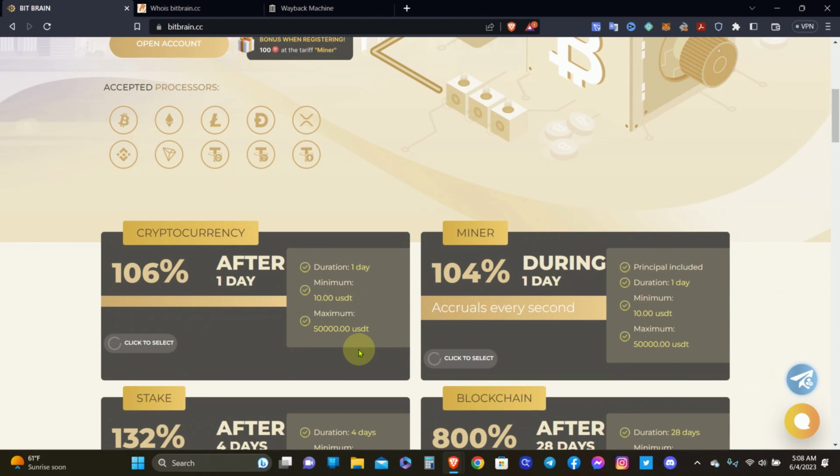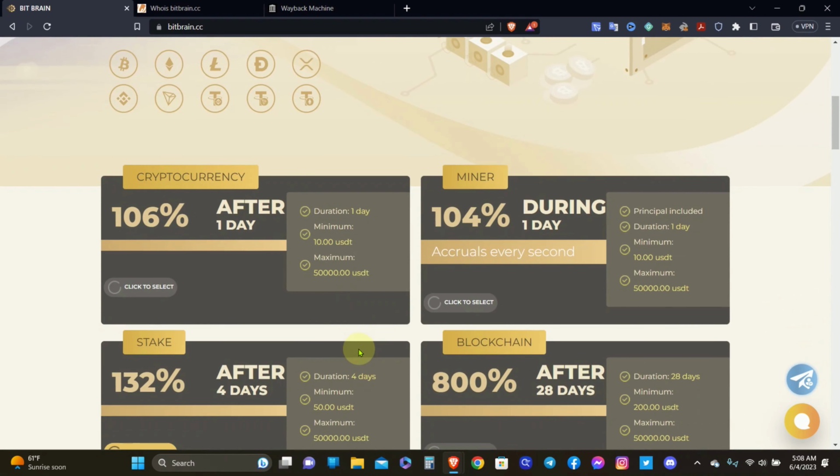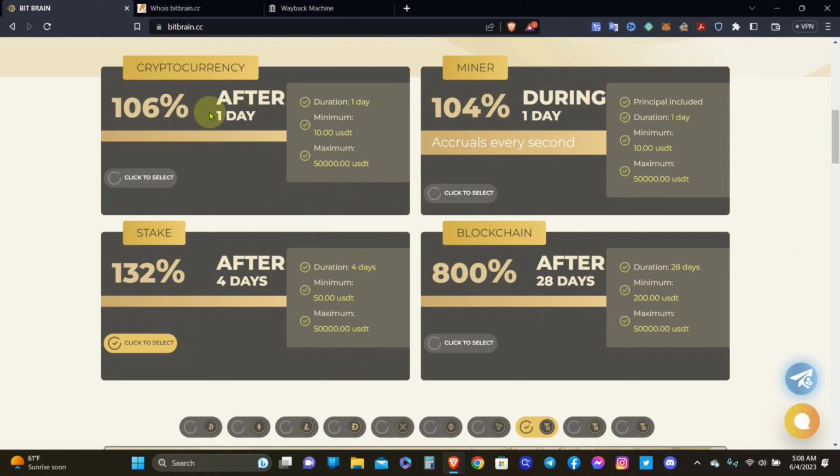Okay, so these are the plans down here. So cryptocurrency, you got 106% after 1 day. Duration is 1 day, minimum is a $10 USDT deposit. Maximum is 50,000 USDT. So you get 106% after 1 day. Who wouldn't want to do that? But anyways, that's a high return. Like I said, this is a very high ROI opportunity right here.